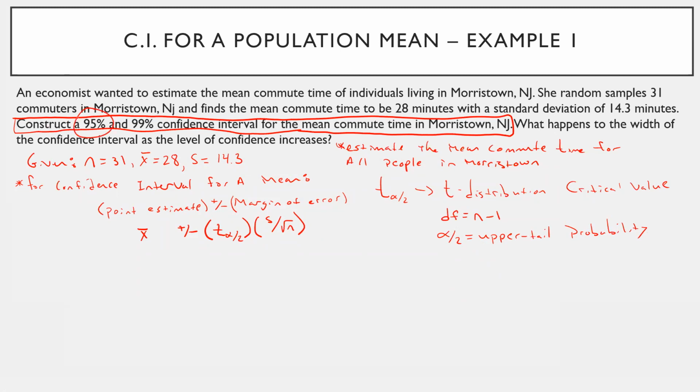Okay, so let's do this 95% confidence interval first, okay? All right, so it's just this formula: x bar, add and subtract, t of alpha divided by 2 times s over the square root of n. So this problem is super straightforward and easy. x bar is given, it's 28. s is given, it's 14.3. n is given, that's 31. So the only thing you have to find is this t of alpha divided by 2. Okay, that's the only thing you have to do for this problem.